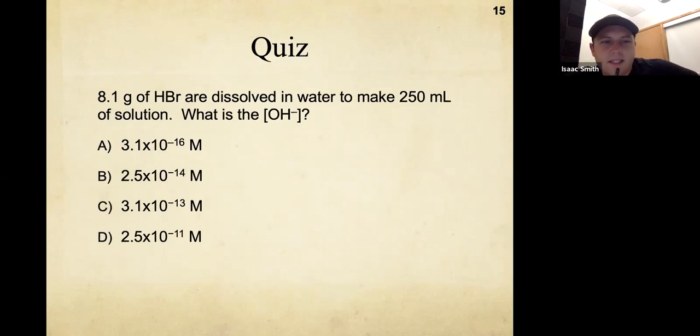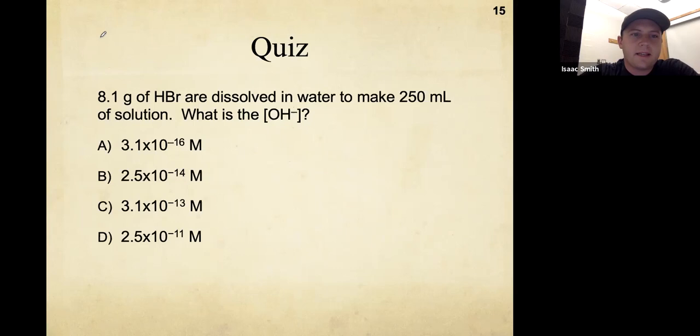All right, so this says 8.1 grams of hydrobromic acid are dissolved in water to make 250 milliliters of solution. What is the OH minus concentration? So this one, we're stepping back even another step further, okay? The question's asking for what is the OH minus, right?